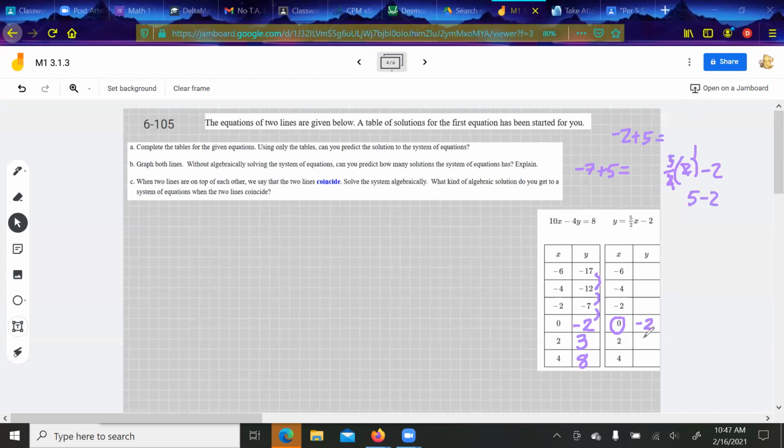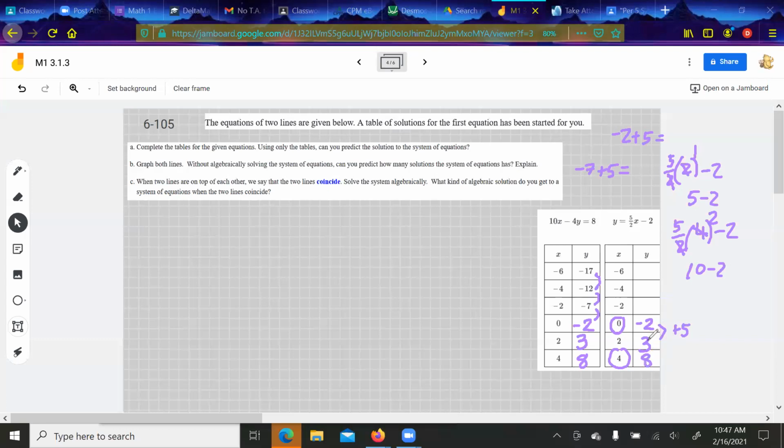So that's going to give me 3. So far, this is going up by 5, just like the last one. So let's see if we get 8 for this one. Let's do 5/2 times 4 minus 2. Well, 2 goes into the 4 2 times. 5 times 2 is 10. 10 minus 2 is 8.